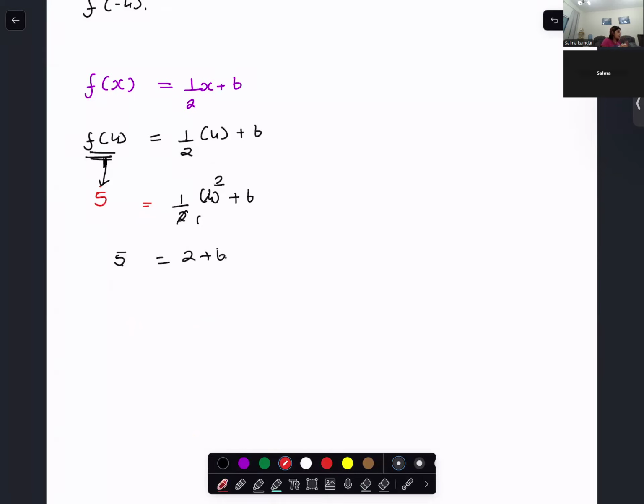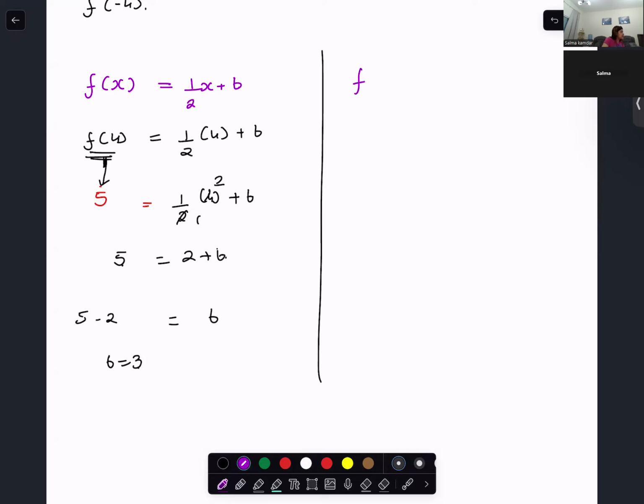Now, this does not mean that f times 4 is equal to 5. It means that the value of the function is 5 when x is 4. Making the replacement will help us solve for b. If I remove 2 from both sides, I will get b, so b is 3. Now I can replace b by 3 in the given equation.